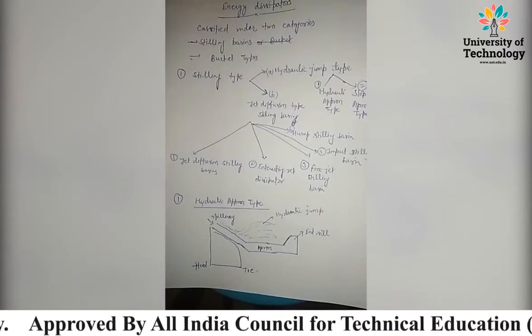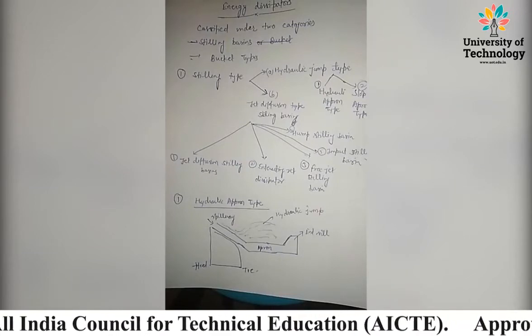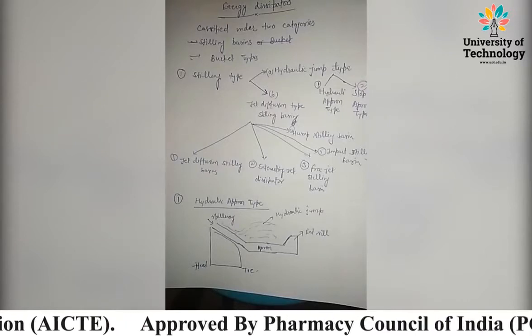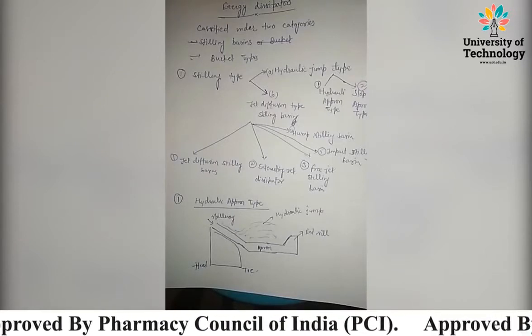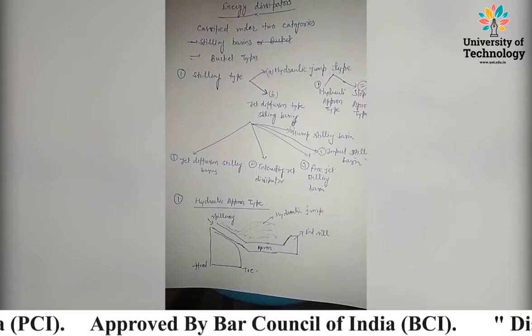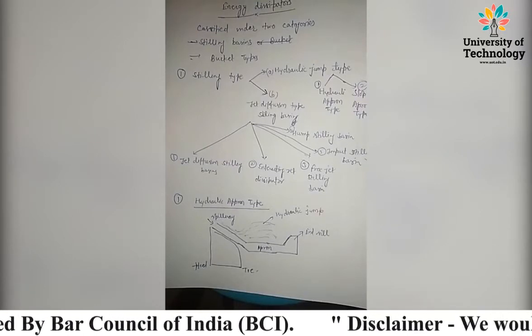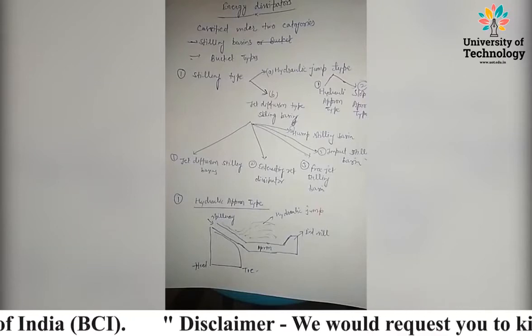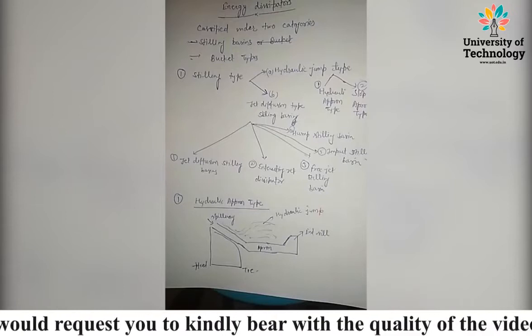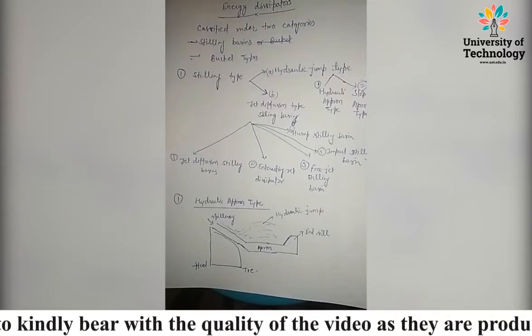These are the structures so that the surface of the dam structure or spillway structure should not be damaged by the kinetic energy of the water. So these energy dissipators are used at that portion. So one by one we can study here.